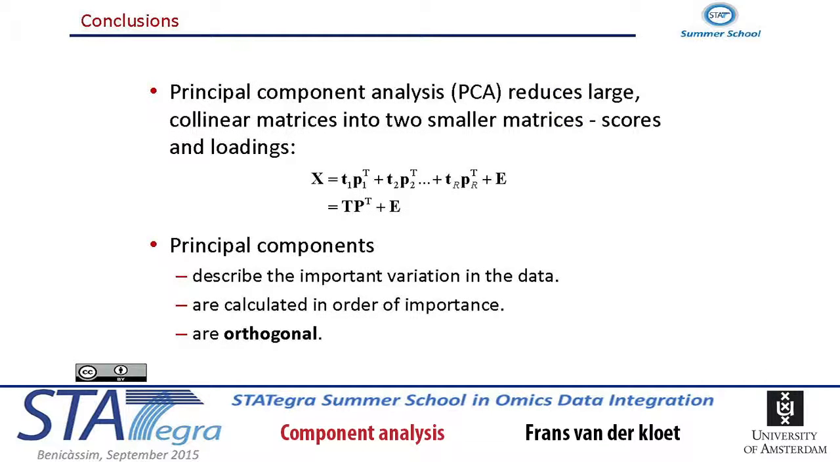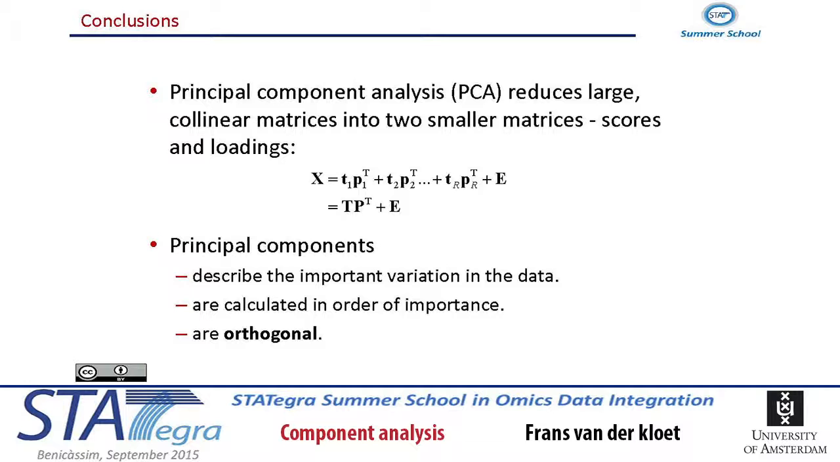So in conclusion, principal components analysis reduces large collinear matrices into smaller matrices, scores and loadings, like this. And they describe the important variation in the data. They are calculated in order of importance, and they are orthogonal. So this would be one axis, but this one would be really orthogonal to that. So actually, this would have nothing to do with this one. It's like x is perpendicular to y, and that's the whole idea. I'm working in an axis environment.